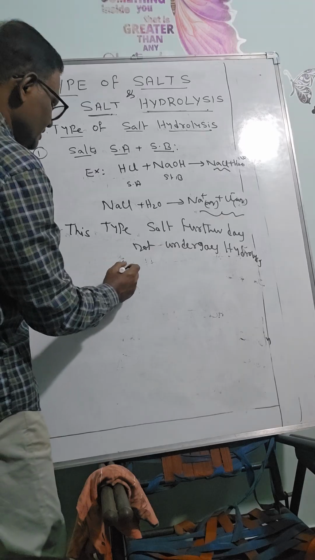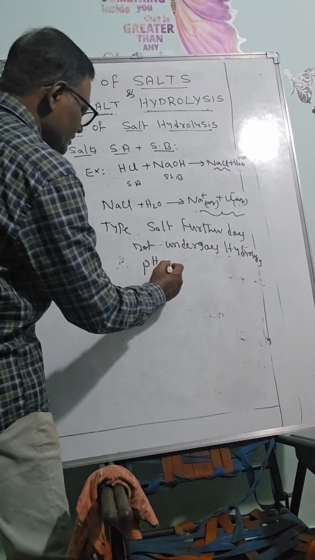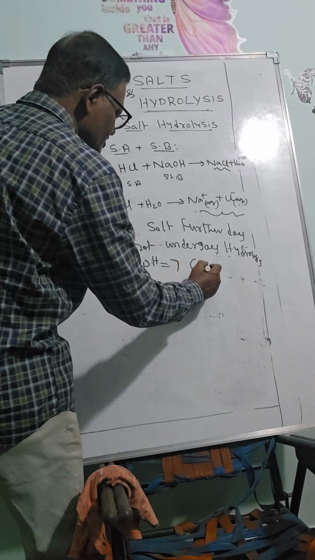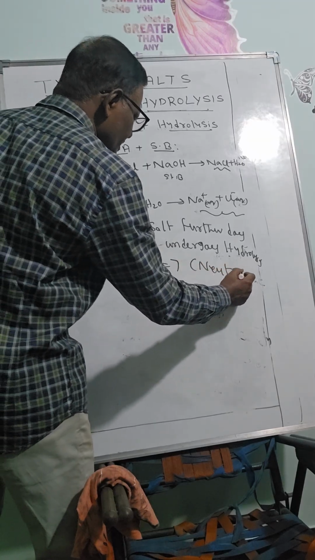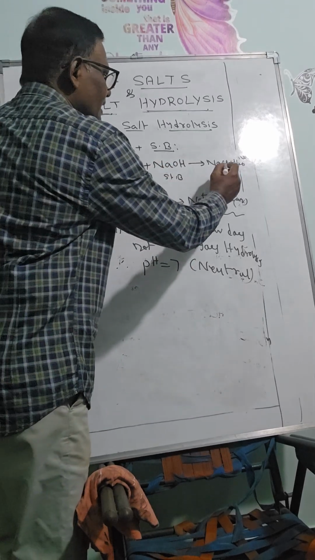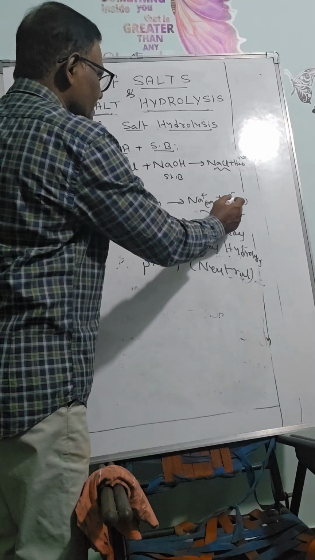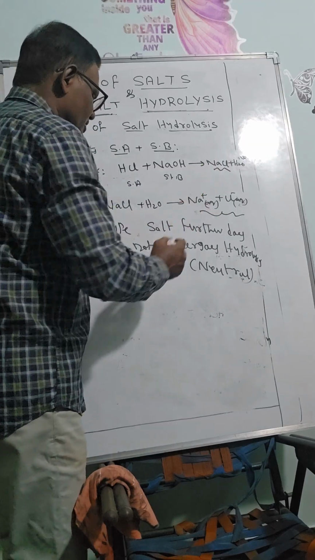Therefore, the pH of this solution, how much here? 7. Because what is the nature of the solution here? It is a neutral nature. This salt solution is a neutral nature. NaCl and H2O: NaCl, what happened? It dissociated into Na plus and Cl minus ions in aqueous solution.